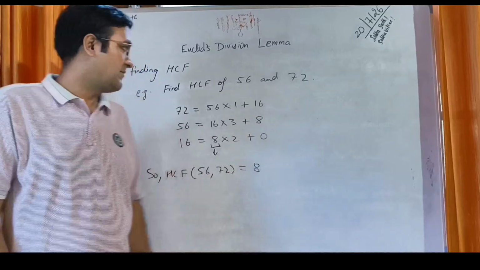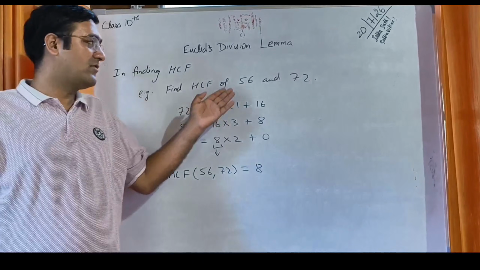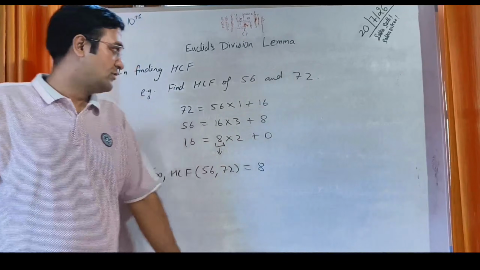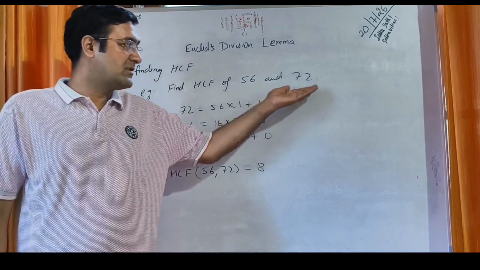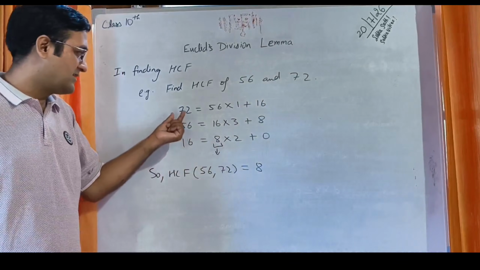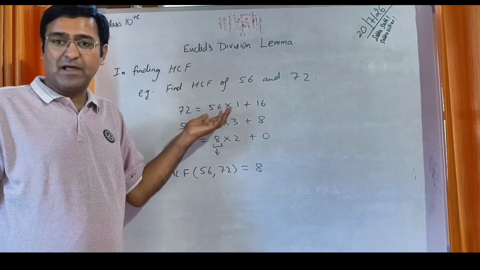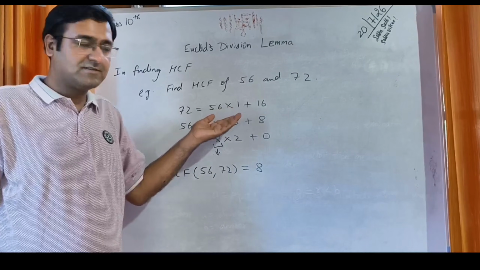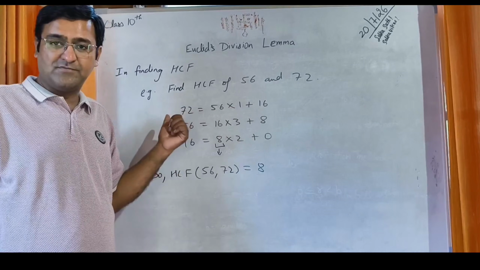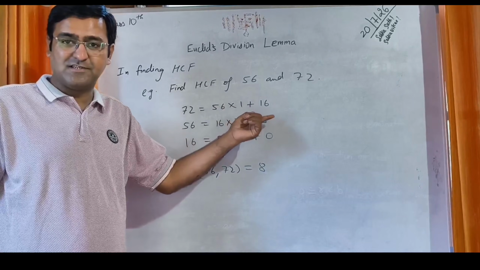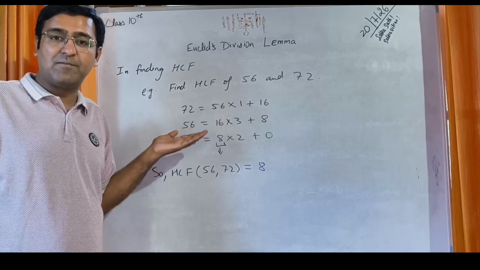Let's start with an example. Let's say we have to find HCF of 56 and 72. So we are going to take the bigger number first of all. So we are taking 72. We are going to divide it by 56. So 56 into 1 is 56, so the remainder would be 16. So we have written it in Euclid division lemma form.